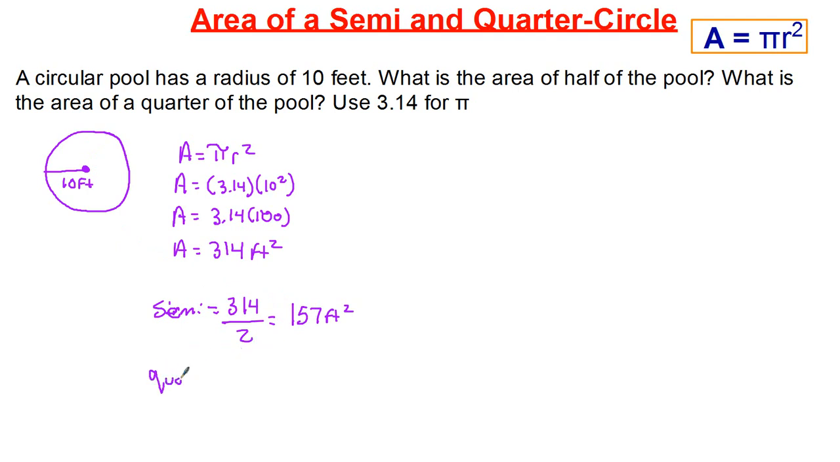Now a quarter. Just do the same thing, 314 divided by 4 in this situation, and we're going to get a value of 78.5 feet squared for a quarter circle. Okay? And that's basically it.